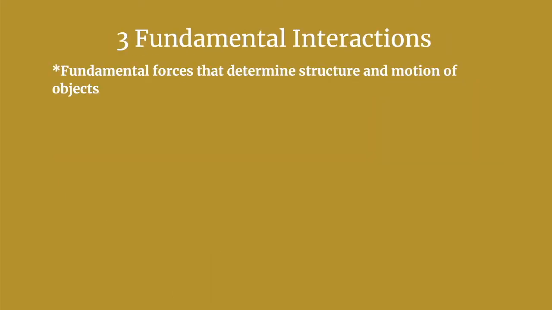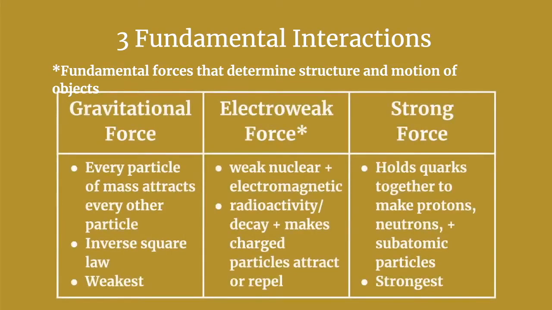There are three fundamental interactions that determine the structure and motion of objects, and they are as follows: gravitational, electroweak, and strong force. Sometimes people actually consider there being four fundamental interactions, where electroweak is broken into both electromagnetic and also the weak force, but the AP curriculum divides it into just three. Here we're really going to be focusing on the gravitational force.